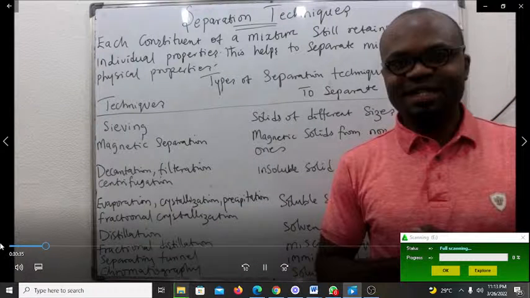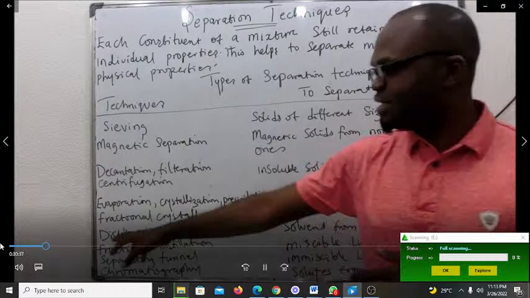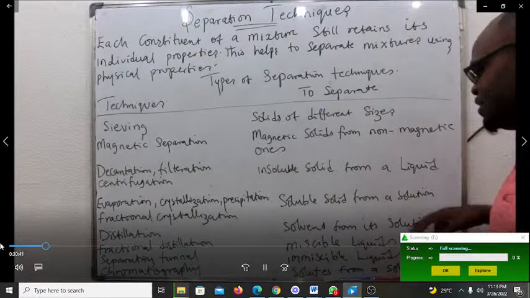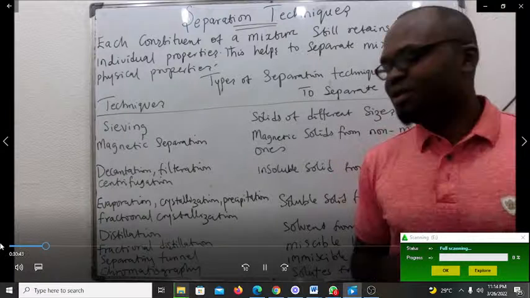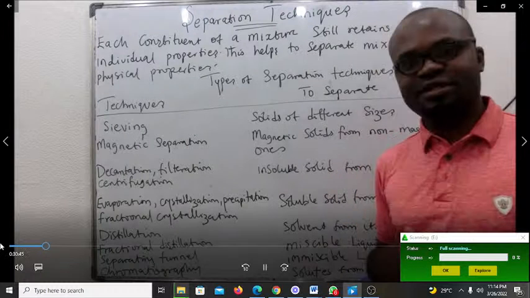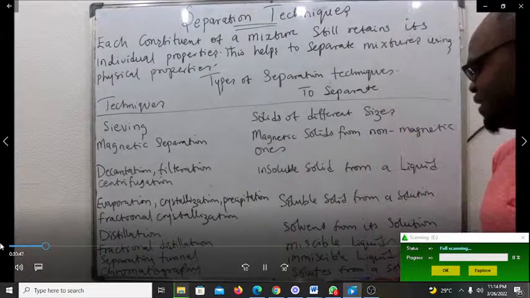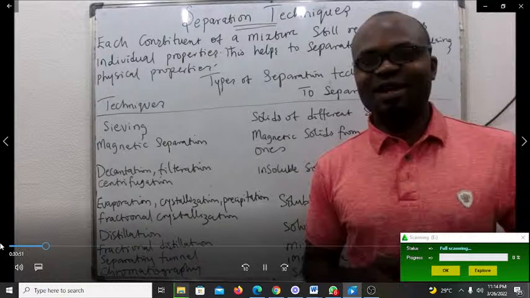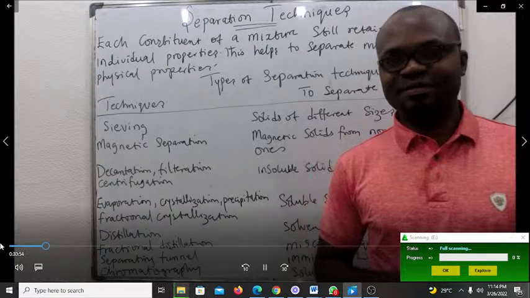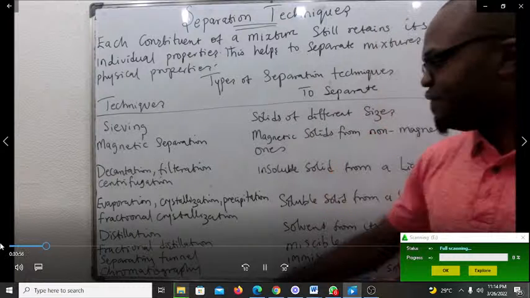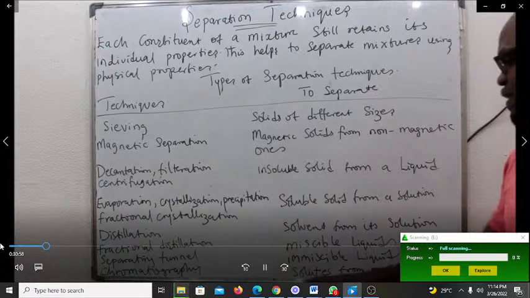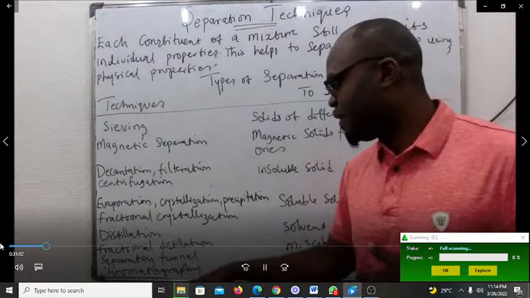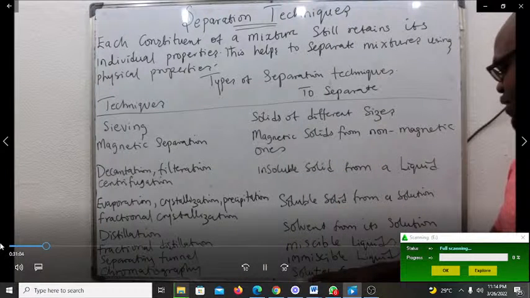Now you have another technique known as distillation, which is used to separate solvent from its solution. You also have fractional distillation, which is used to separate miscible liquids, just like we have in crude oil. We also have the separating funnel, used to separate immiscible liquids. And we have chromatography, that is used to separate solutes from a solution.